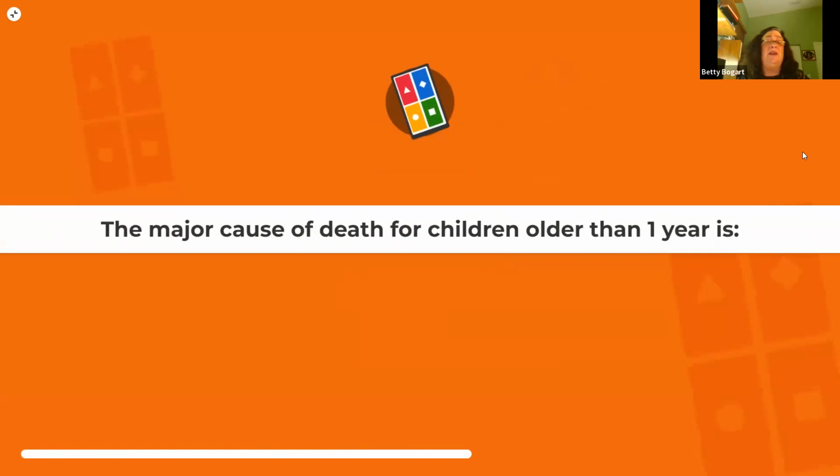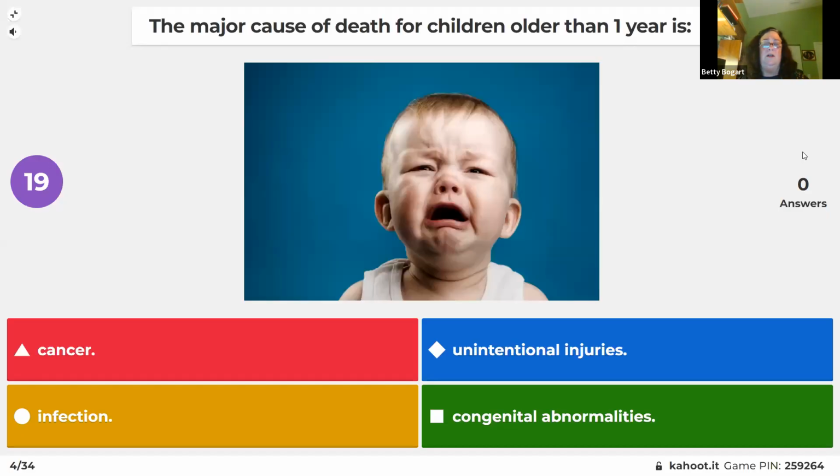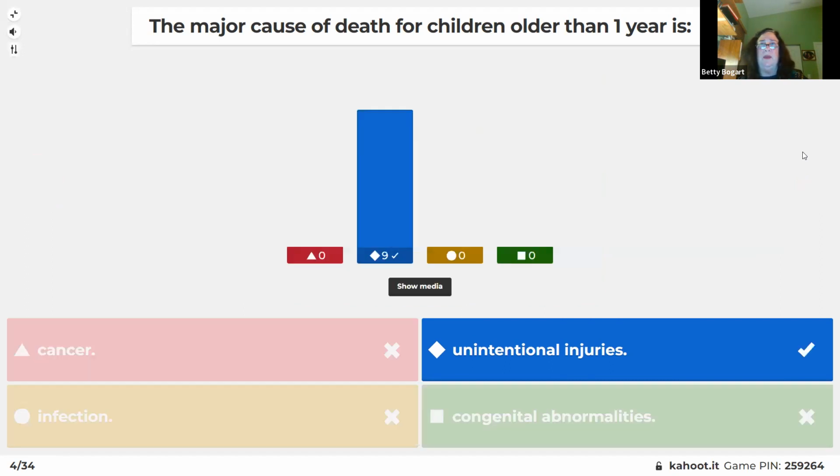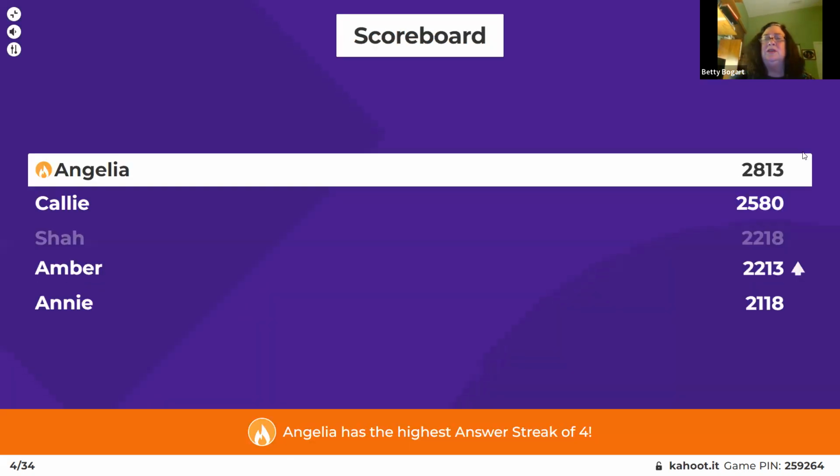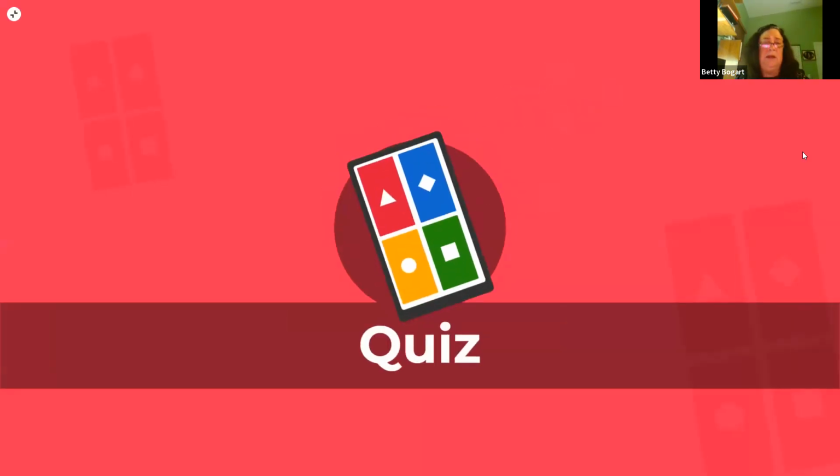The major cause of death for children older than 1 year old is. Remember, these are my dive bomb kids. These are the toddlers. Still remember my grandson doing a dive bomb from the couch to the hassock, and he missed it and his head hit the floor. Had a big bop on his head. Never did it again, but he had to try it. Unintentional injuries, yes it is. Didn't mean to, but he did.